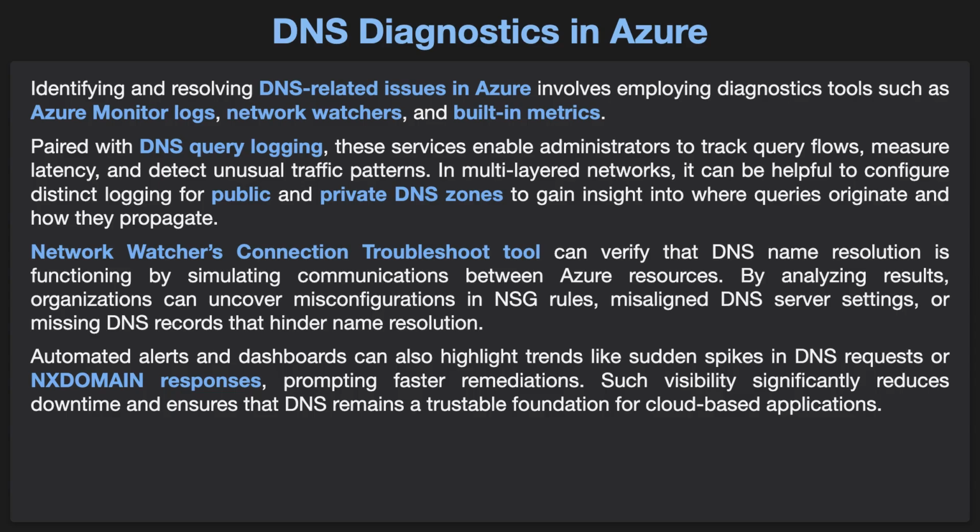Network Watcher's connection troubleshoot tool can verify that DNS name resolution is functioning by simulating communications between Azure resources. By analyzing results, organizations can uncover misconfigurations in NSG rules, misaligned DNS server settings, or missing DNS records that hinder name resolution. Automated alerts and dashboards can also highlight trends like sudden spikes in DNS requests or NXDOMAIN responses, prompting faster remediations. Such visibility significantly reduces downtime and ensures that DNS remains a trustable foundation for cloud-based applications.